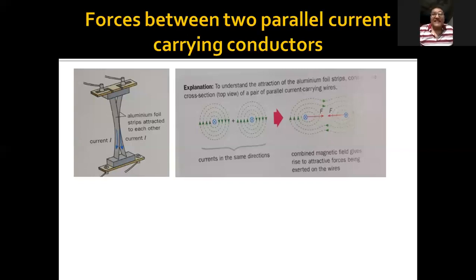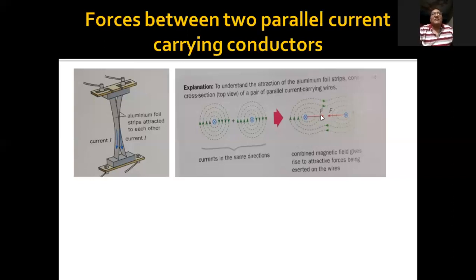So apply the right hand rule. My thumb is in the direction of the current. The curl of my fingers tells me the direction of the magnetic field will be clockwise. So this will have clockwise, and this will also have clockwise. Note one thing: in the middle, the magnetic lines are opposite to each other. So when you put these conductors close to each other and start flowing current in them, in the middle, the magnetic field lines due to conductor A and the magnetic field lines due to conductor B are opposite to each other.